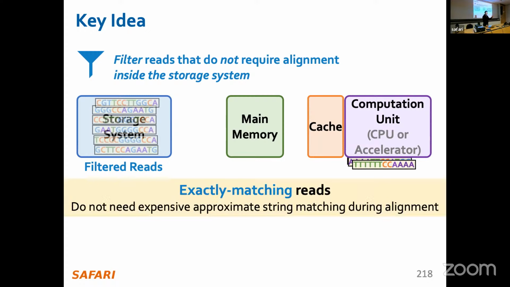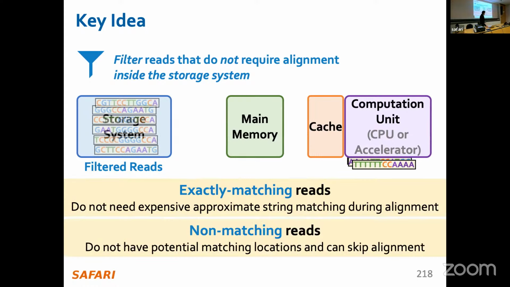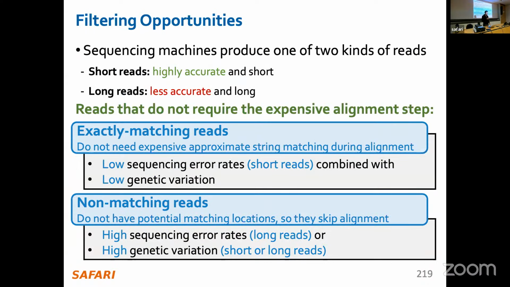We identify that such filtering can be done by identifying if the reads are exactly matching between a read and the reference genome. It doesn't have to move to the CPU, because we already know that it's aligning since it's exactly matching, or maybe it is too dissimilar to the reference genome. If you can somehow identify this in the storage system quickly, then we don't have to send this to the CPU, and we reduce the data movement overhead.